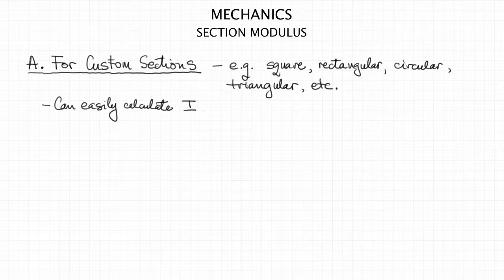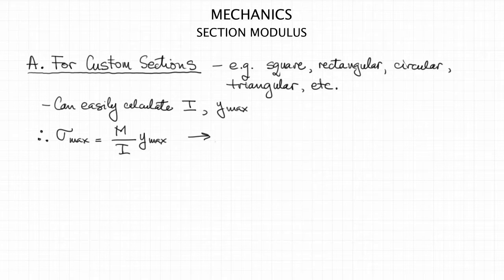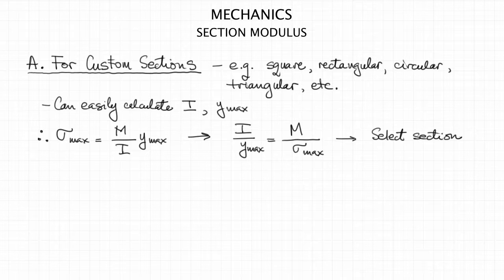And for these sections, based on their dimensions, we can easily calculate the second moment of area, or the moment of inertia, as well as the maximum distance from the centroid to one of the extreme fibers of the section, and then apply the bending formula and determine, for example, the properties or the size of the section based on calculating the ratio between I and y max. And then we can determine the section that we need.